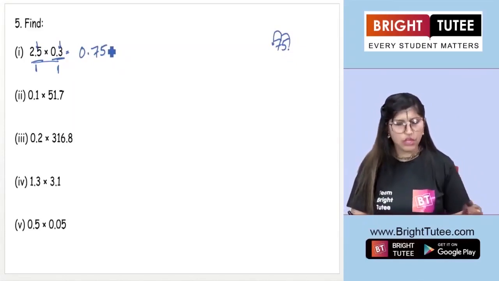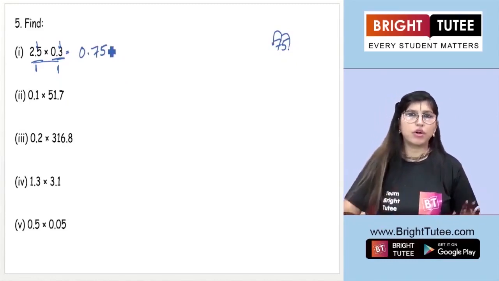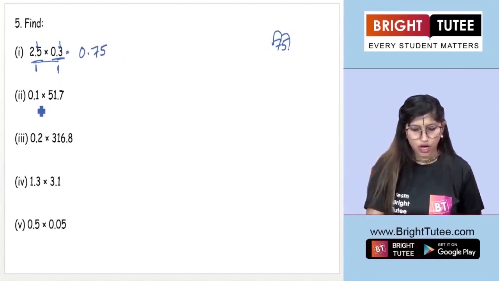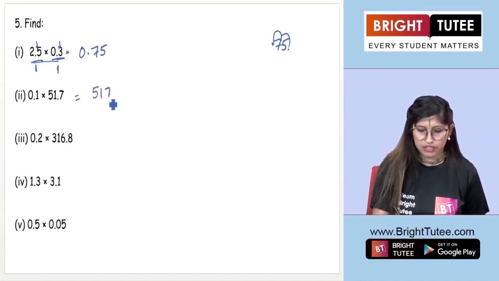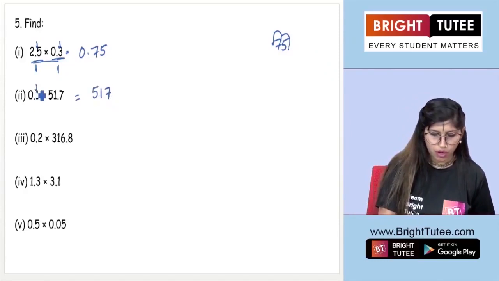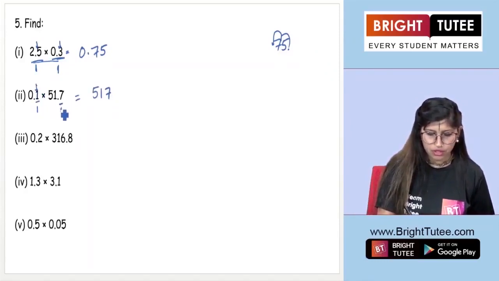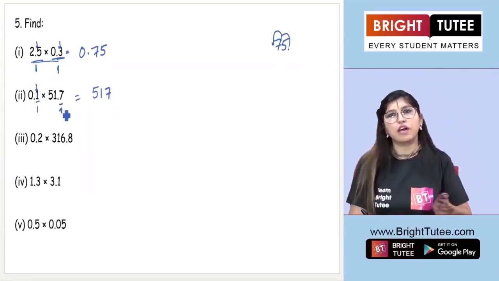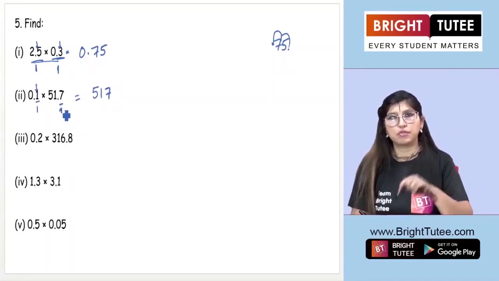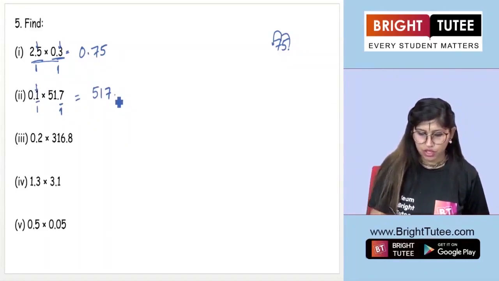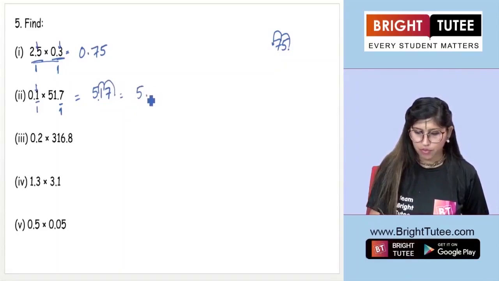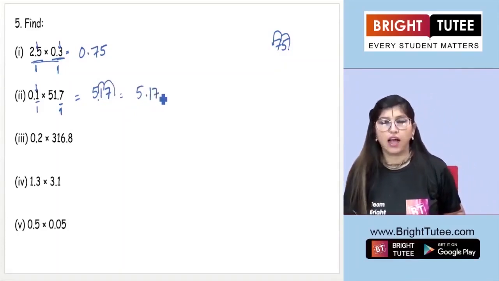0.75. Try other parts too. So now we have 1 times, we'll be ignoring the decimal point first of all. So 1 times 517 is 517, but 1 place over here and 1 place over here. So we'll be getting 2 digits after the decimal point. So we'll be shifting the decimal point 2 places to the left. So we have the decimal point over here. So 1 and 2. So we'll be getting 55.17 as the final answer.